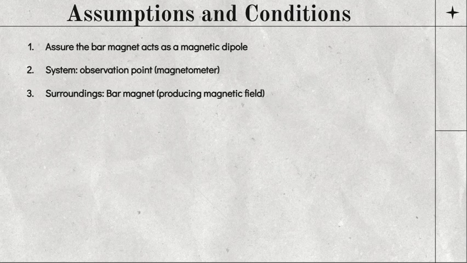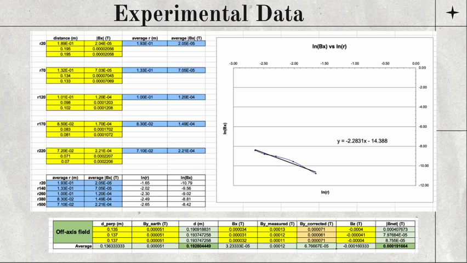So now going into the lab, some of the assumptions and conditions that we had were, first, that the bar magnet acts as a magnetic dipole. We are also assuming that the system is the observation point, which is the magnetometer, and that the surroundings is the bar magnet, which is producing the magnetic field. And going back to number 1, assuming that the bar magnet acts as a magnetic dipole allows us to apply the Biot-Savart law to this situation.